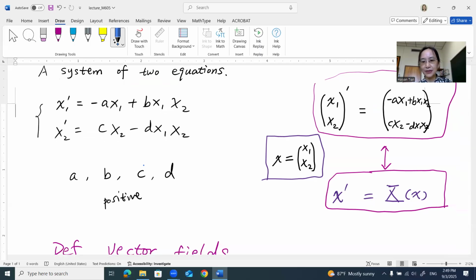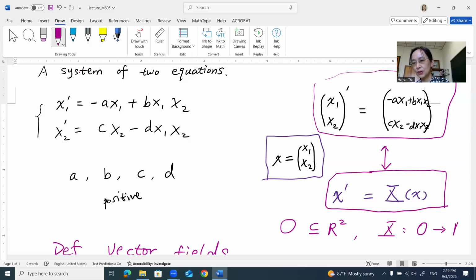In this case, we can see the open set O is a subset in R2, right? Because our capital X is a mapping from such an open set into also a vector in R2. Because you see this is a vector in R2.